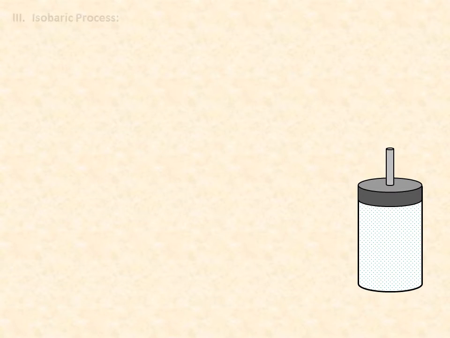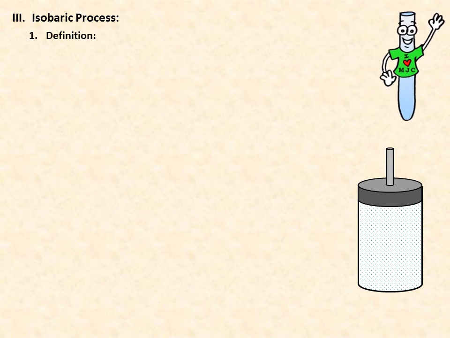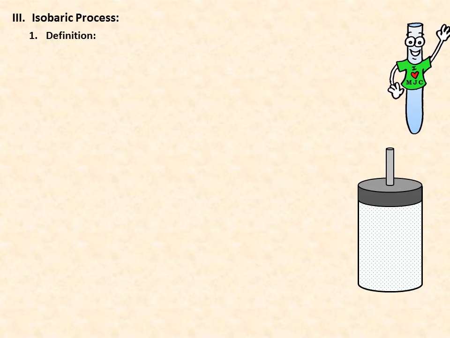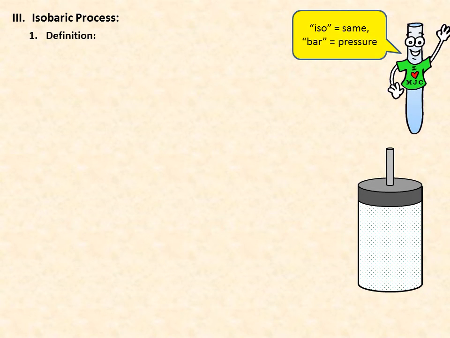All right, so this third type of thermodynamic process we look at is what we call an isobaric process. And to gain a little insight about its meaning, let's defer to our favorite test tube, Timmy the test tube, and see what he has to say. He says, well, iso we know means same, bar means pressure, so as you might expect, an isobaric process is a process that takes place at constant pressure.